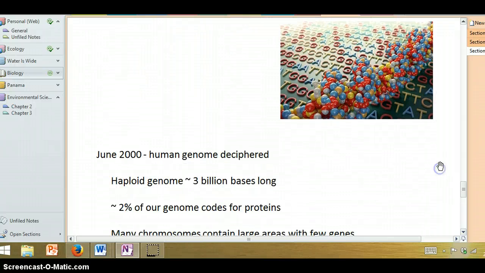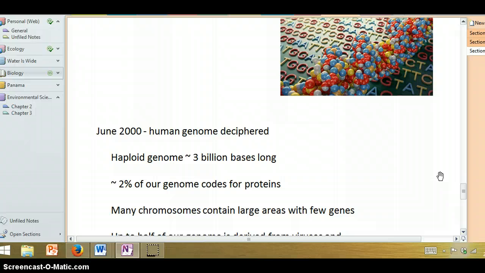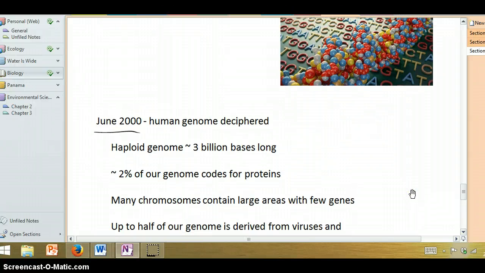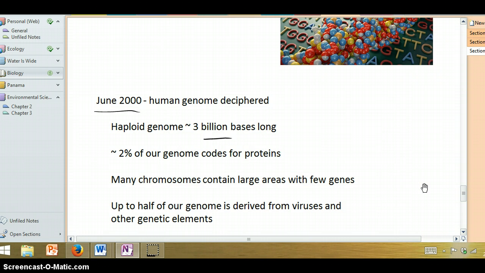All right, so throughout the 90s, the Human Genome Project was occurring. In 2000, after about 10 years, which was less time than they thought it would take, the human genome was basically figured out, deciphered. If you look at our haploid genome, that is just one side of the DNA chromosome. The whole genome is about 3 billion bases long. That's pretty darn long. Again, that's comprising all of the chromosomes we have.